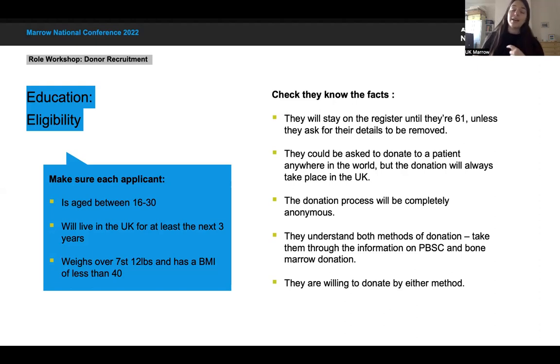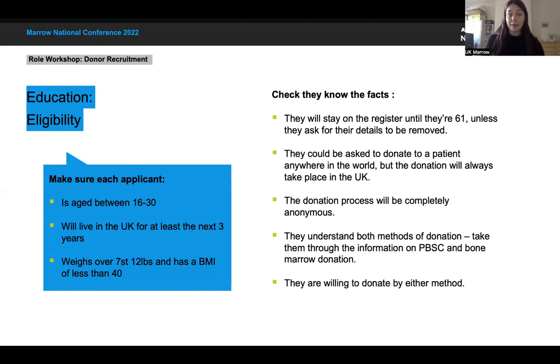And if they are, at that point, you can take them back to the desk where you can chat to them for about 5 minutes, check they're eligible and happy to go on with both donation methods. Now, what do I mean by eligibility? Eligibility means they are between the age of 16 and 30, they have a UK home address for the next 3 years, and they weigh over 50 kilograms.